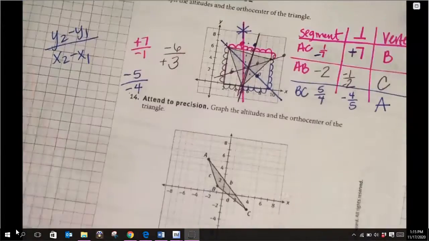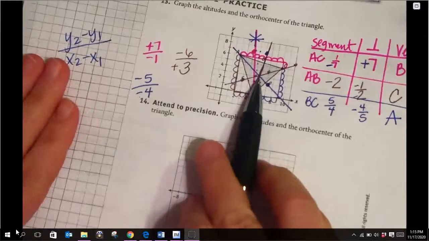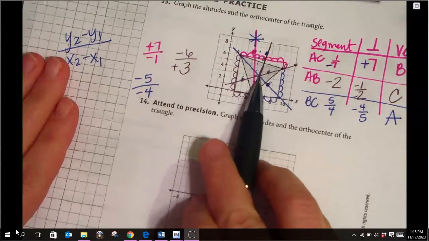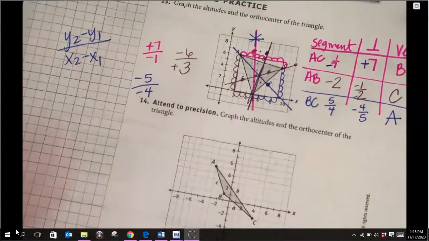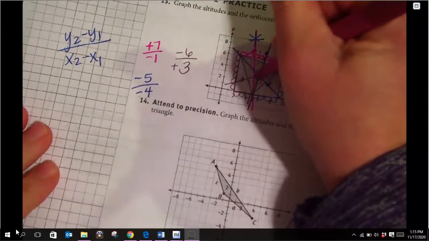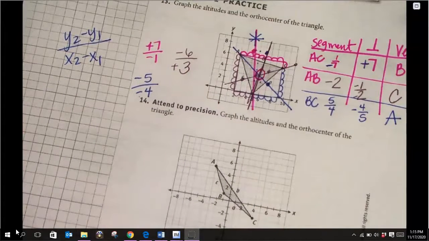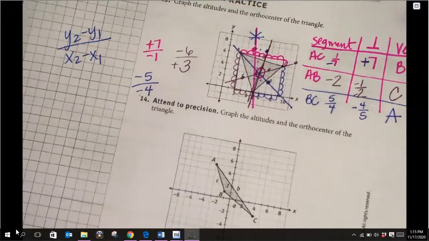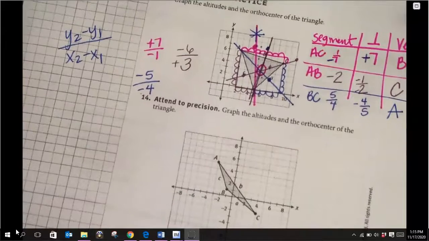Okay, so now you have a bullseye point where all three of them are intersecting in that exact same spot. So it is not in a pretty location, so I can't give it an ordered pair like we did in class and say 12, 12, but where all three of those lines intersect, that is going to be your orthocenter.